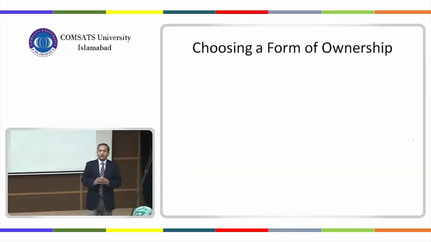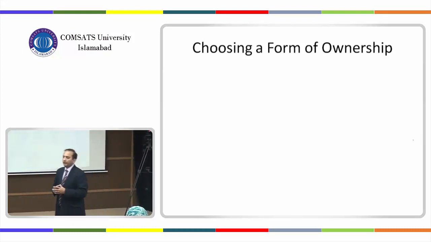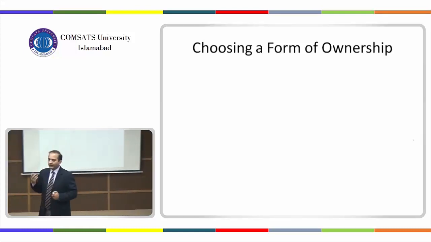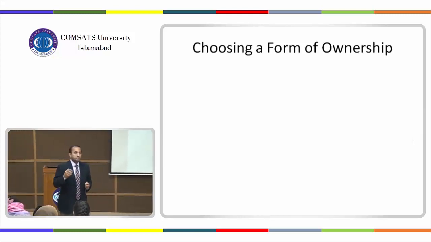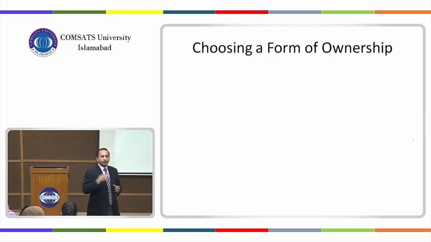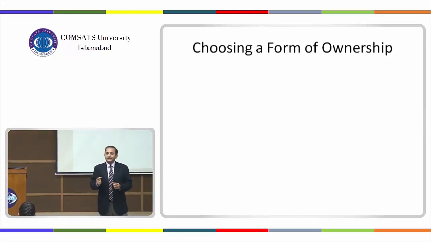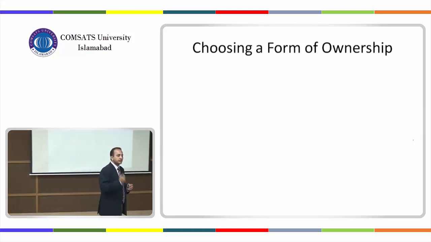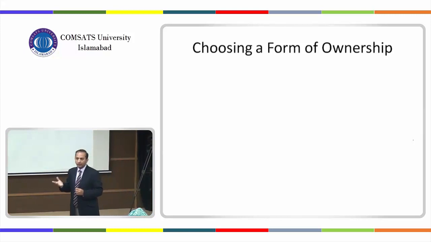Now our today's topic is forms of ownership. An entrepreneur, although he may have a great idea, although he may have a great product to get into market, there are a few legal aspects that need to be taken care of. He needs to get his business registered. But what are the options available for him?